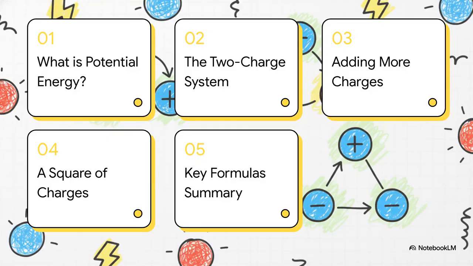All right, so here's how we're going to break this down. First, we'll get a handle on what potential energy actually is. Then, we'll build a super simple two-charge system, see what happens when we add more, and then, this is the fun part, we'll tackle a really neat example with a square of charges. And of course, we'll wrap it all up with the key formulas you'll want to remember.